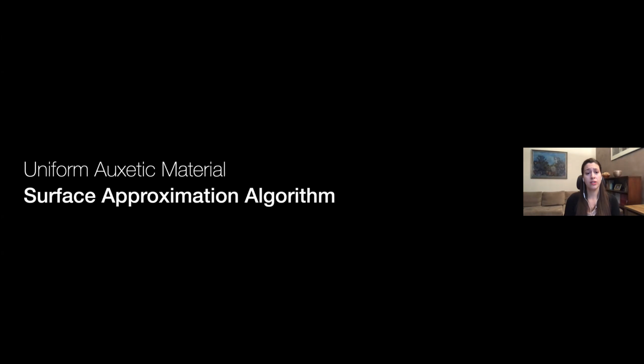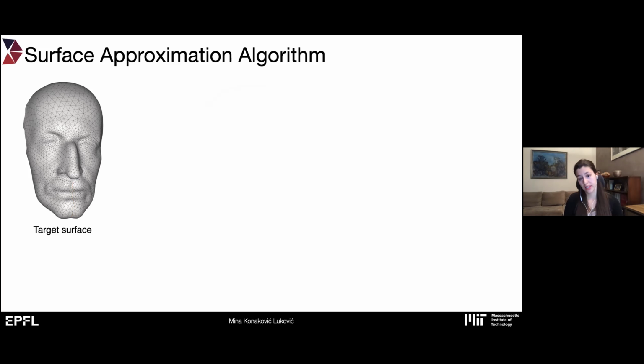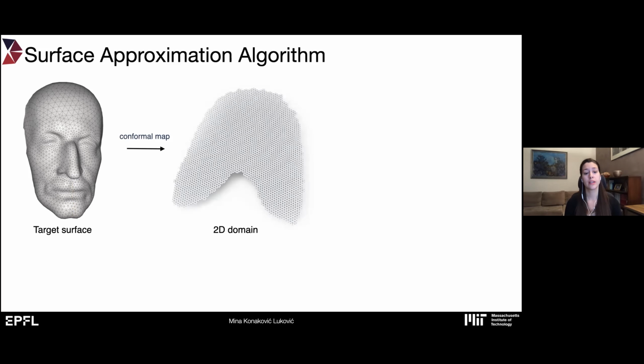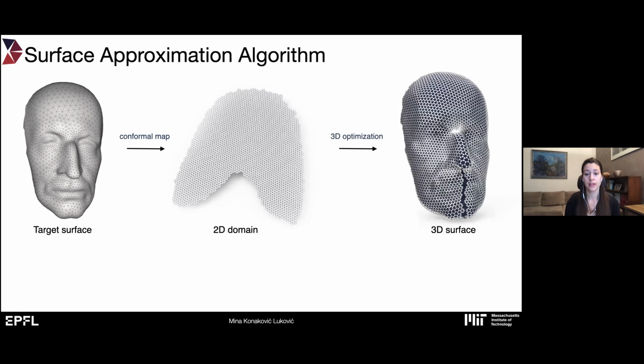Now, how does our algorithm actually work to approximate a surface? We start from the target surface and then we compute a conformal mapping, as you saw, to get it to the 2D domain. Then we can overlay a regular grid of triangles on top of this 2D conformal map. And we can use the inverse conformal map to lift this regular grid of triangles back to 3D and do additional optimization to make this into an auxetic material.